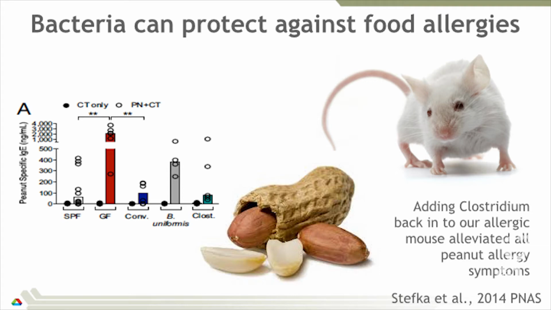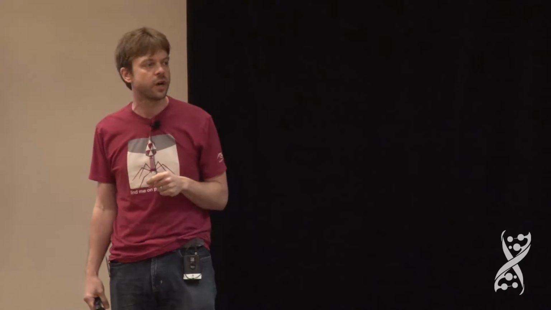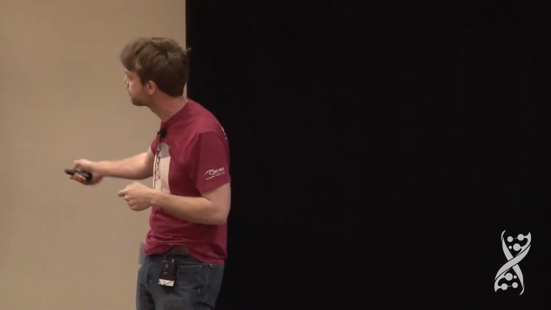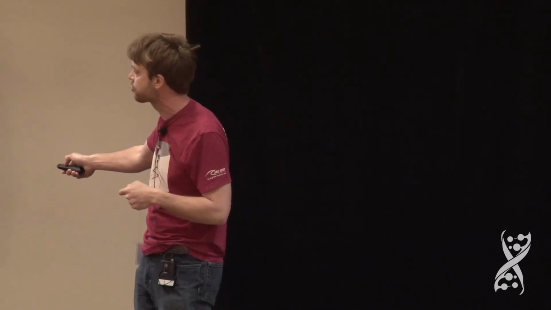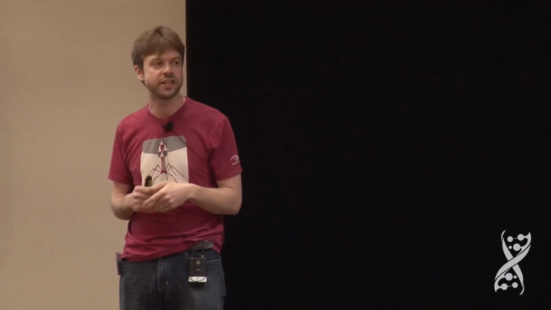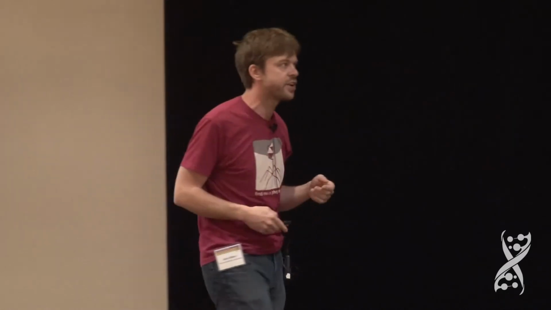So we know that bacteria can protect against food allergies. Work from Dion Antonopoulos at Argonne and groups at Chicago has shown that adding Clostridia back into a mouse model that has a peanut allergy can eradicate the response to the peanut stimulus. So essentially, the Clostridia appears to dampen down the immune activation response that the peanut activates. And that's very interesting to us.